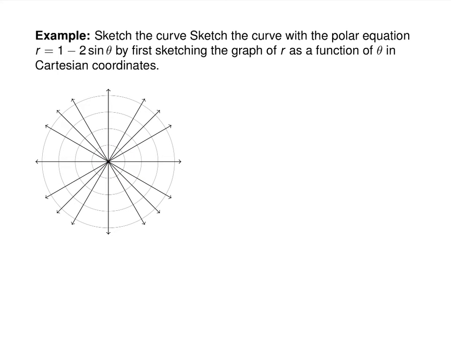So we're going to sketch r is 1 minus 2 sine theta. So first, we're going to sketch this in Cartesian coordinates. So we have theta, r. I am going to start by plotting 2 sine of theta. So that's a sine function with amplitude 2 and period 2 pi.